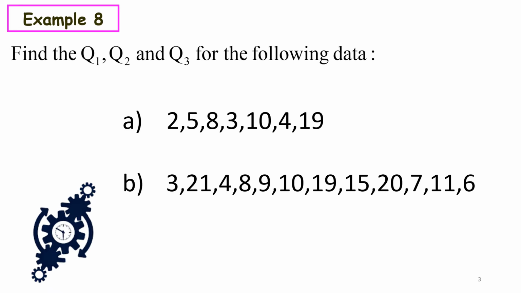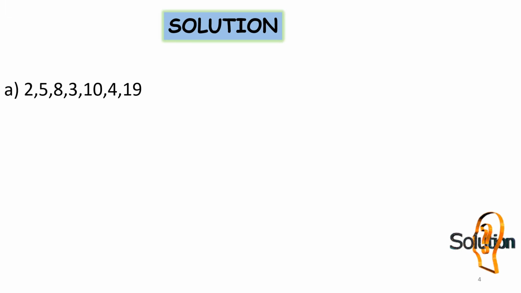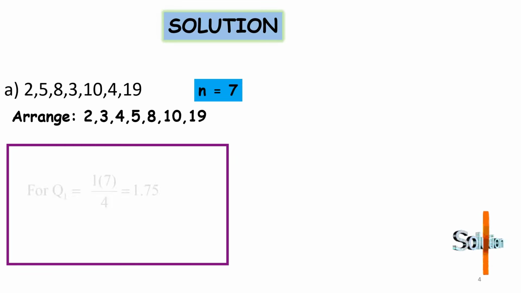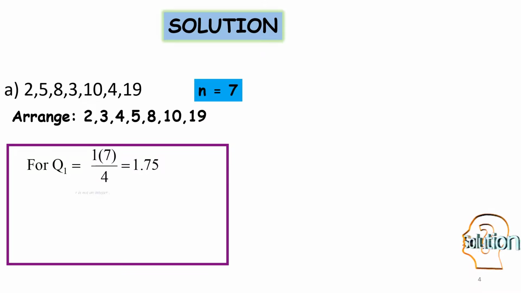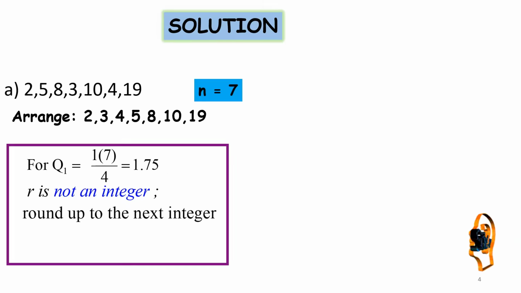Now let's try to find the first, second, and third quartile of the given data. First, we need to rearrange the given data in ascending or descending order to find quartile. Since n equals 7, 1/4 of 7 will be 1.75. Note that r is not an integer. To find the first quartile, we need to round up r to the nearest integer, which is 2. This means the first quartile is the second data, and the second data is 3. Therefore, the first quartile of this data is 3.